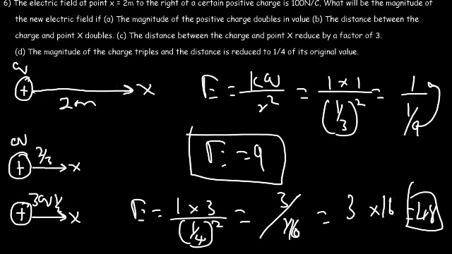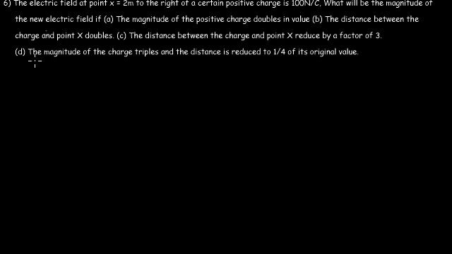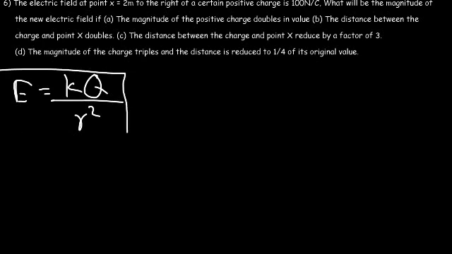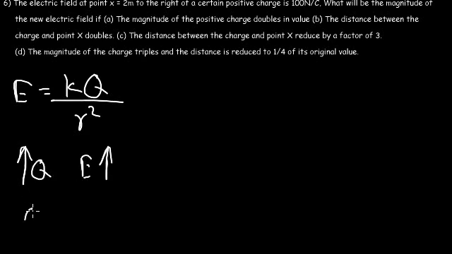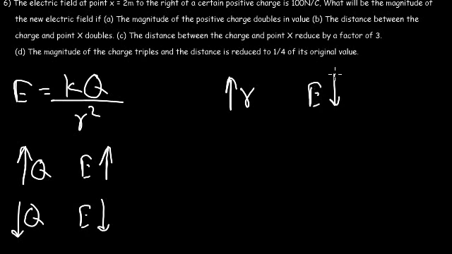So one thing to keep in mind is that if you have the electric field related in terms of the constant of proportionality, the quantity of charge, and the radius squared, then you need to know that if the quantity of charge increases, then the electric field will also increase. And if the quantity of charge decreases, then the electric field will also decrease. As for the radius, if the radius increases, then the electric field will decrease by the square of the factor by which the radius increases. While if the radius decreases, the electric field will increase. So those are the basic things you need to know about electric field.